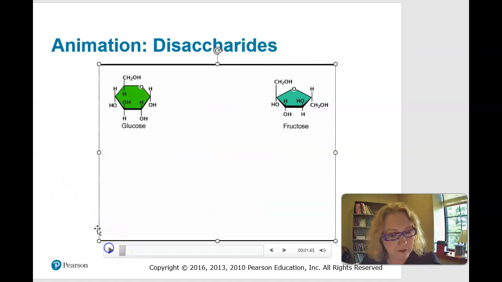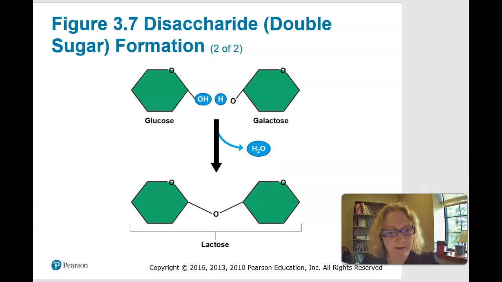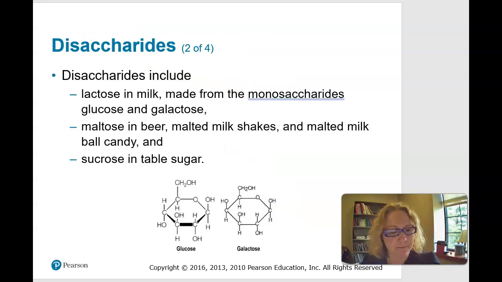Did you see the little hydrogens come off of there? So it's dehydration because it's losing water. Same here, dehydration. Okay, disaccharides. Lactose, what we just said, made from monosaccharides glucose and galactose. Maltose in beer, malted milkshakes.